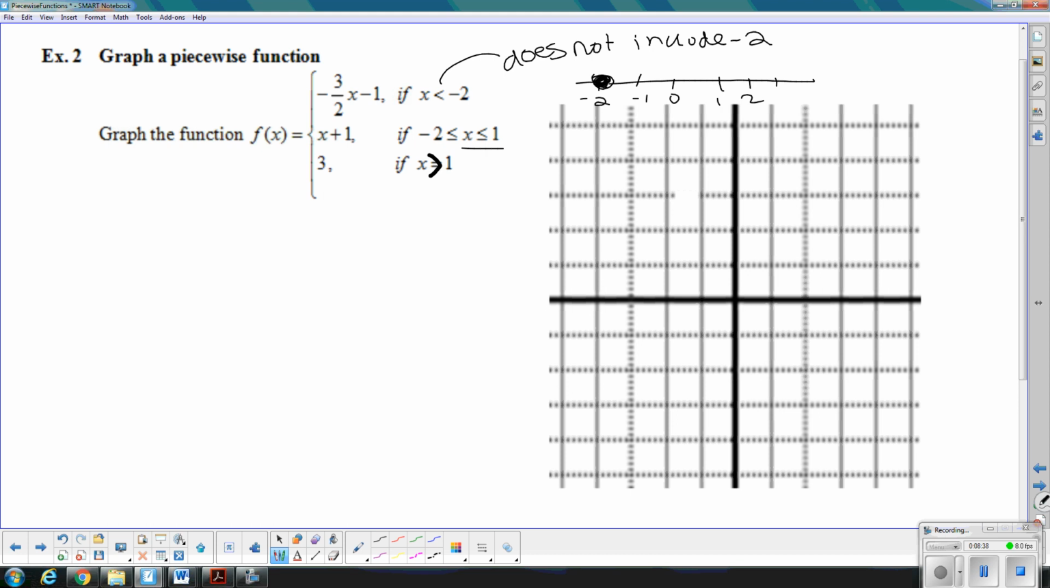So we're going to stick with that method when we're graphing piecewise functions. Okay, so the first part we want to do is look at the graph for everything to the left of -2.